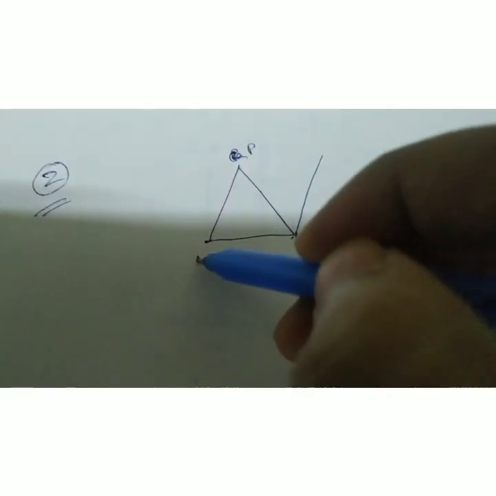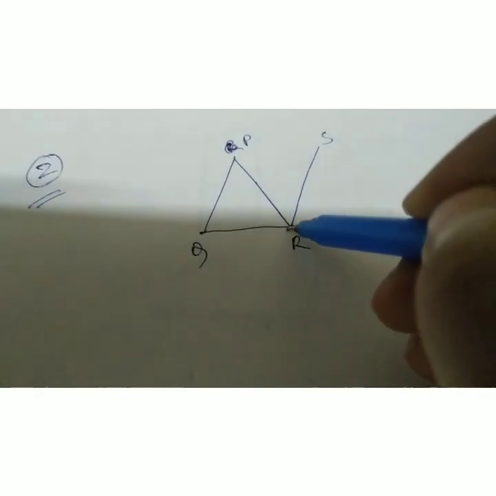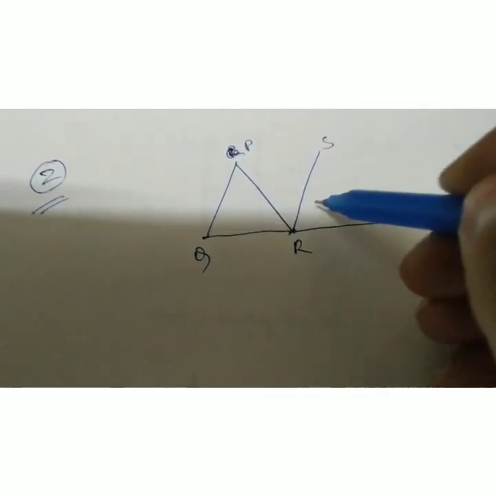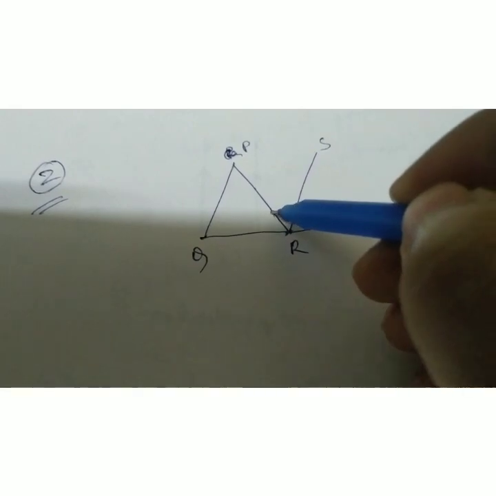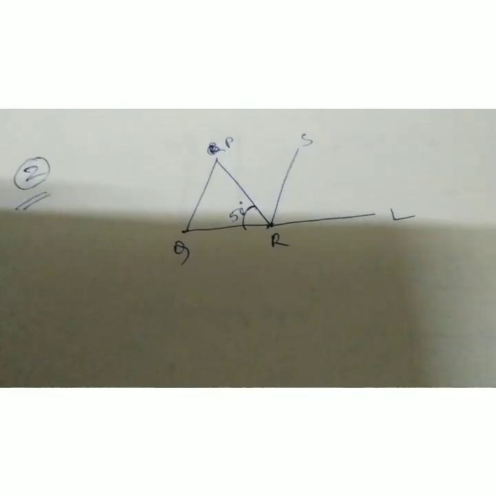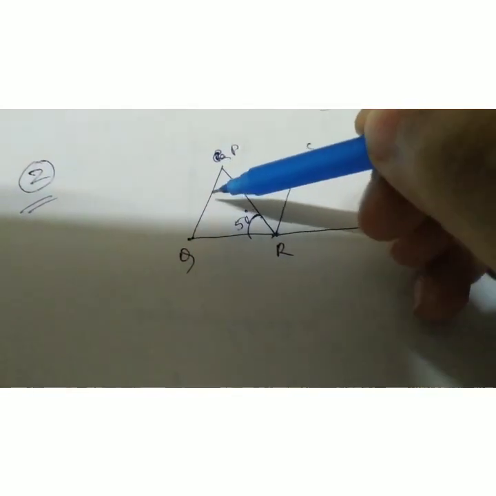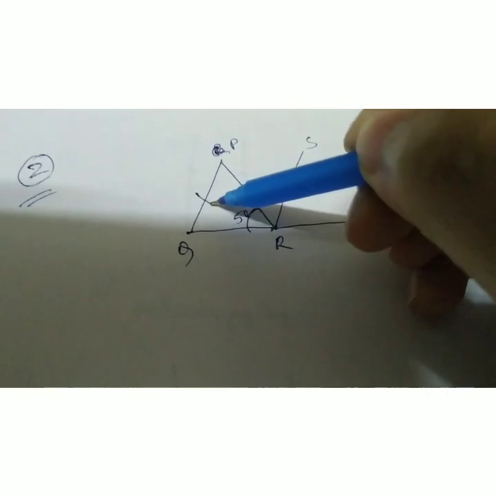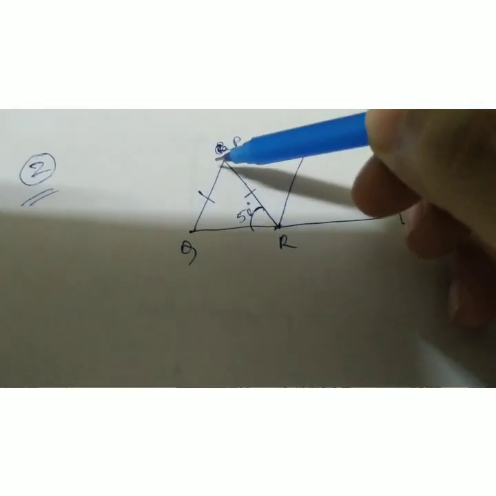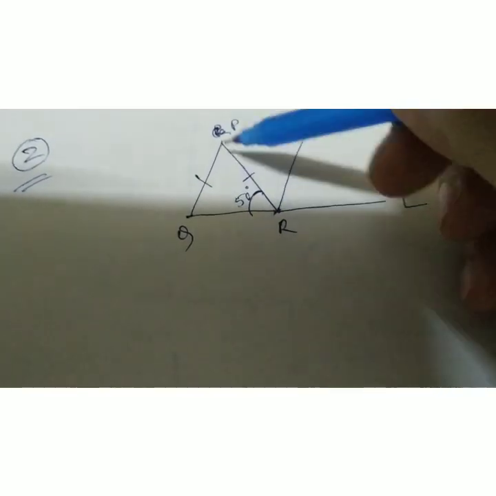PQ is parallel to SR, it's given, and this is a line L, and this angle 50 degree is given. Okay, I need to also remember the concept of isosceles triangle. So isosceles triangle means a triangle having two same sides. So it's given over here that PQ is equal to PR.